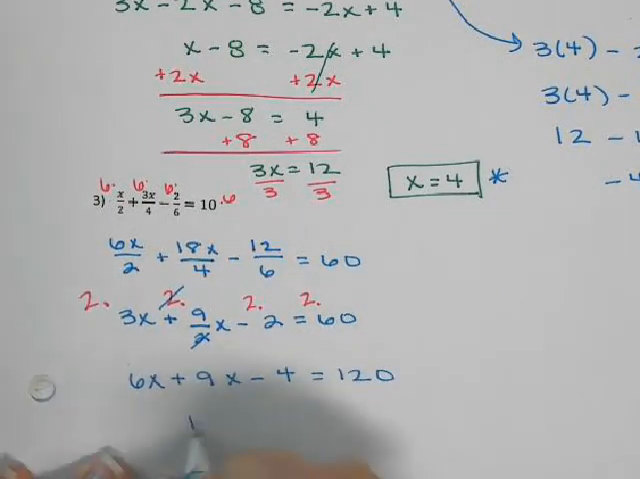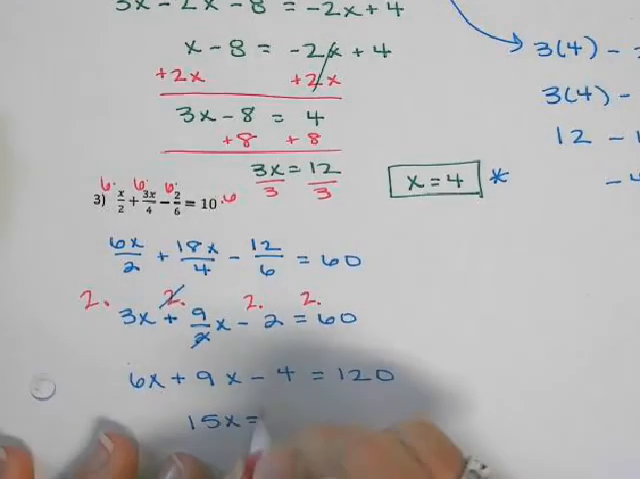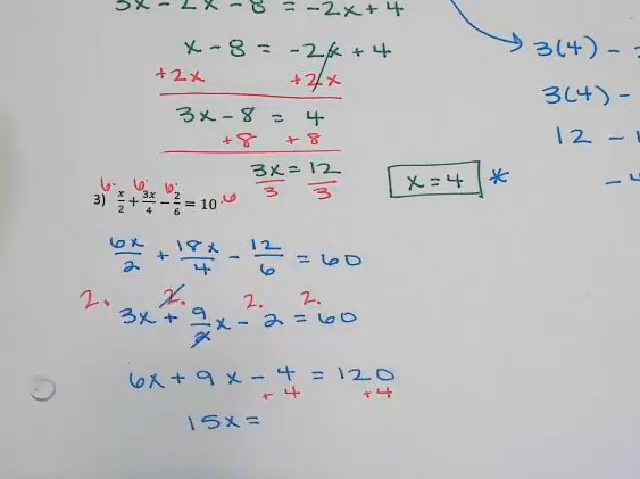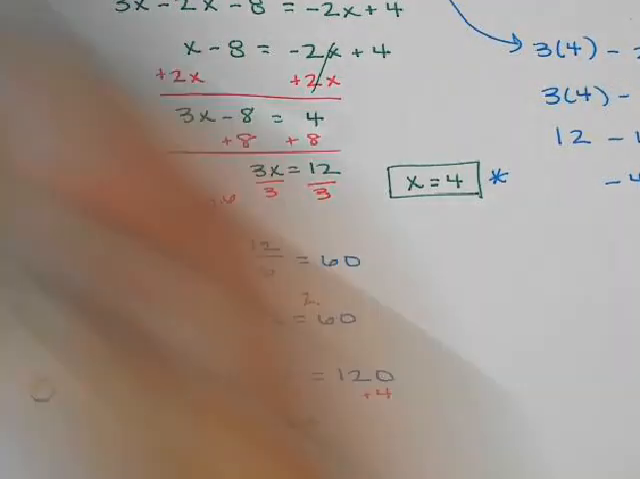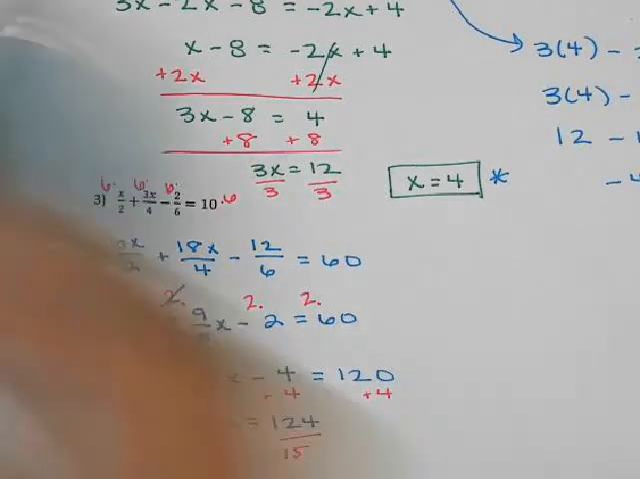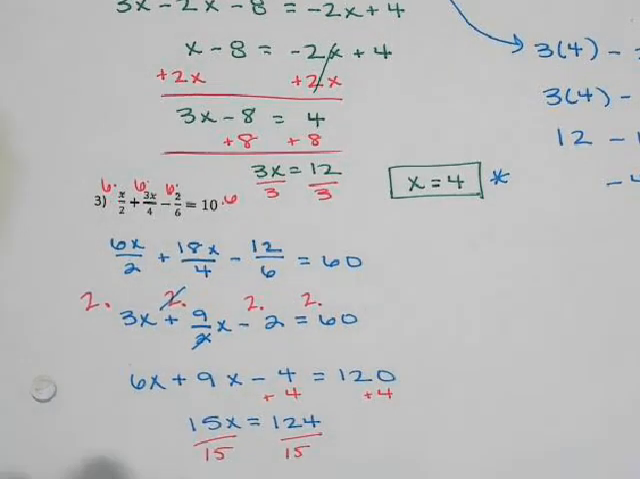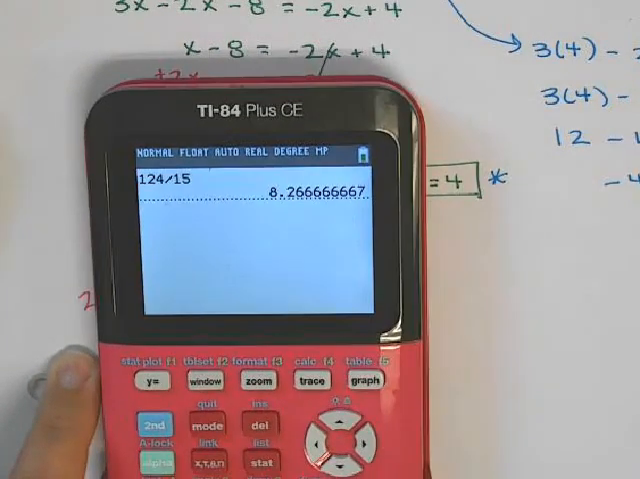I would combine like terms, so that's going to be 15x is equal to, I'm going to add 4 here too, 124. Okay. Divide by 15 on both sides. And then we get x is, and this is where everybody tends to go to their calculator. Then they go, okay, 124 divided by 15. And they want to write 8.2666667. But Mrs. Fox does not accept decimals.